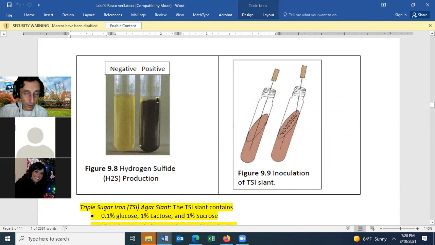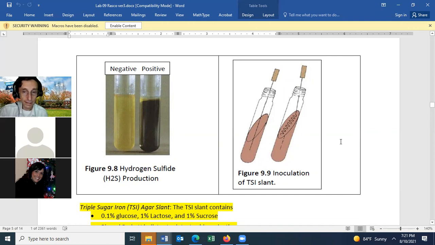Hydrogen sulfide is only produced in anaerobic situations. So on the top of the tube, which is yellow, there's oxygen there, and you'll get no hydrogen sulfide production at the top of the tube. Normally, it's not this much. It's usually half the tube or the lower portion of the tube. But in this case, it's most of the tube. And there's hydrogen sulfide positive, hydrogen sulfide negative.